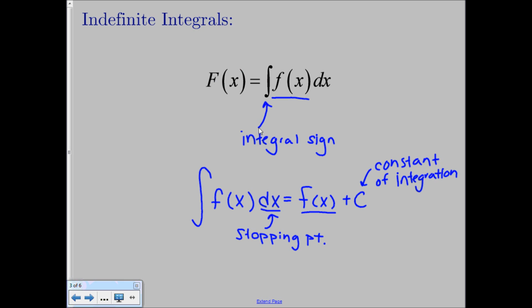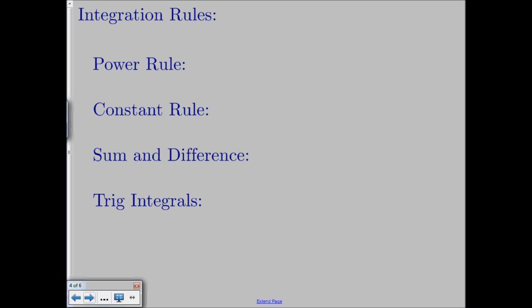Okay, so now you're probably thinking, okay, I know what an integral is, but how do I do it? So we have some integration rules for you, and the most important one is going to be the power rule. As you continue on in Calc 1 and Calc 2, you'll learn a lot more integration techniques and rules, but this is the primary one that you're always going to go back to.